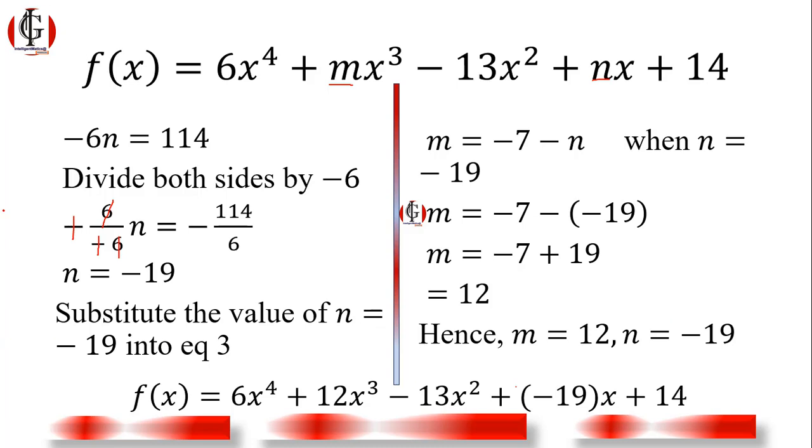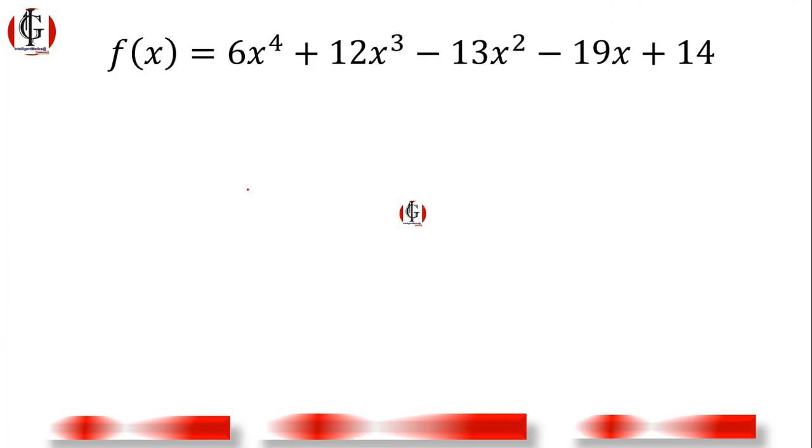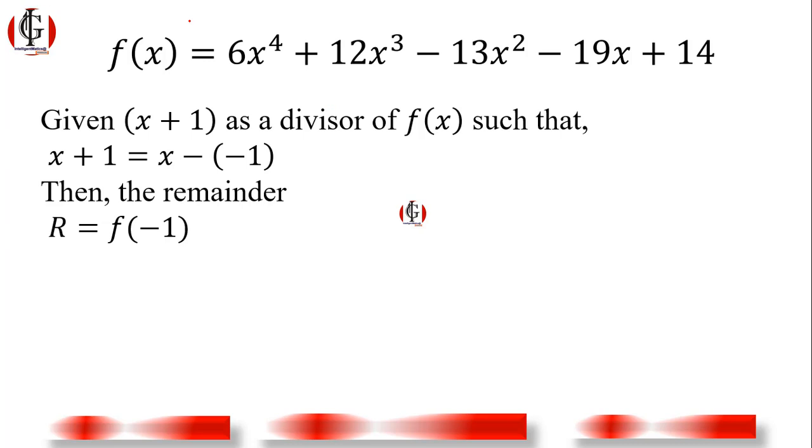Now let's check the second question. For the second question, we are looking for the remainder. If this polynomial, 6x raised to the power 4 plus 12x raised to the power 3 minus 13x squared minus 19x plus 14, is divided by x plus 1, and I set x plus 1 equals 0, I'm going to have x equals minus 1.